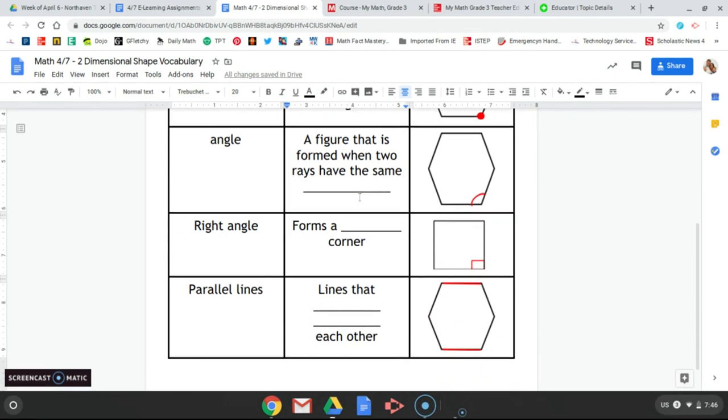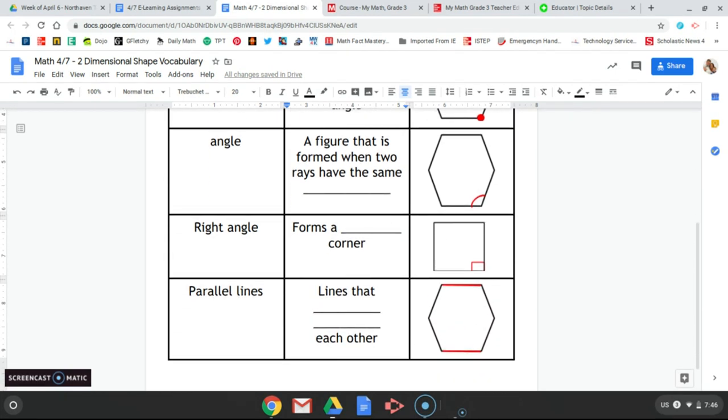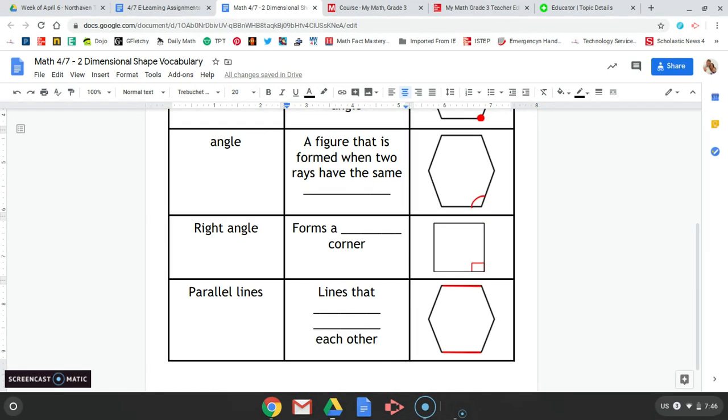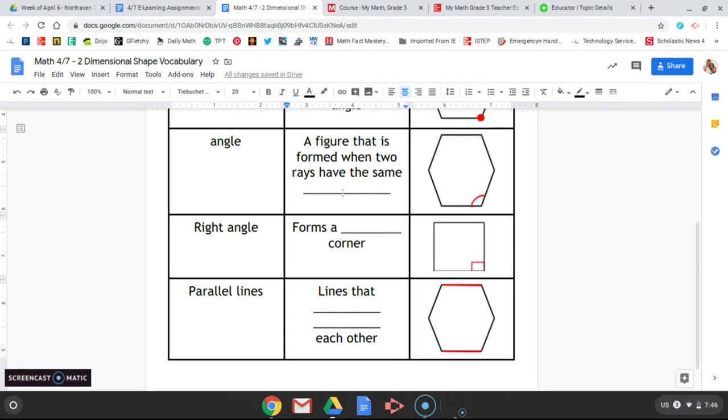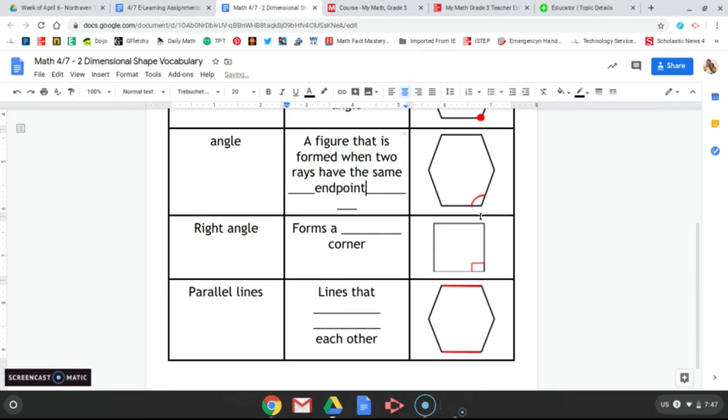Okay. Next thing we want to know is angles. And we talked a little bit about these yesterday, deciding if they were greater than, less than, or equal to a right angle. And it says a figure that is formed when two rays have the same, and the word we want to put there is end point. So that means that this side joins with this side in the same spot. They join right here, and that creates an angle. And that angle is just the space in between those sides.